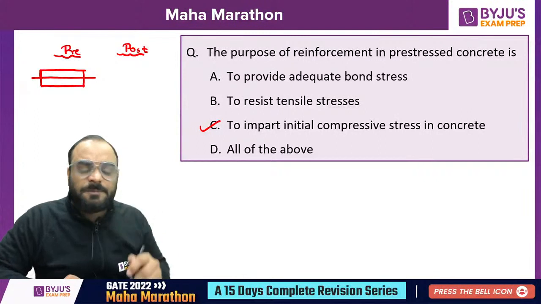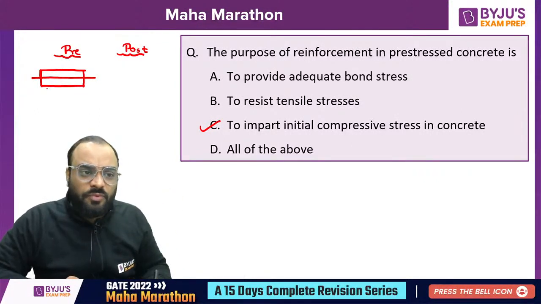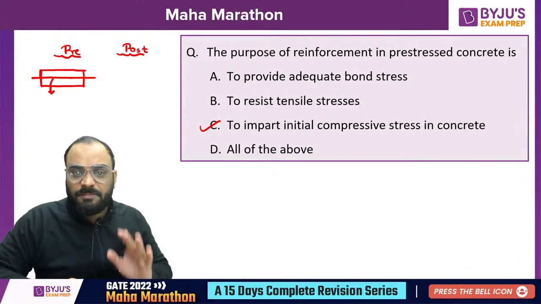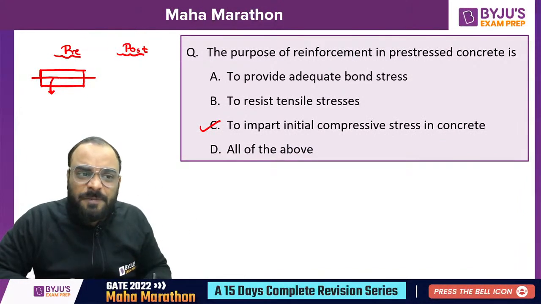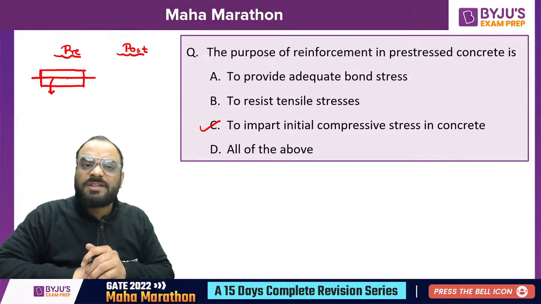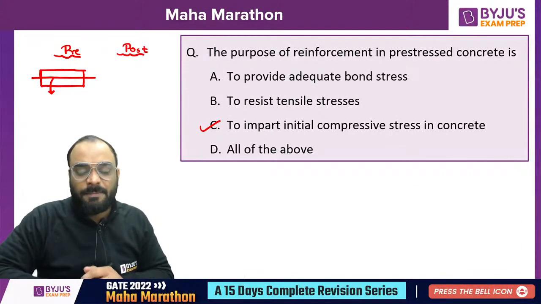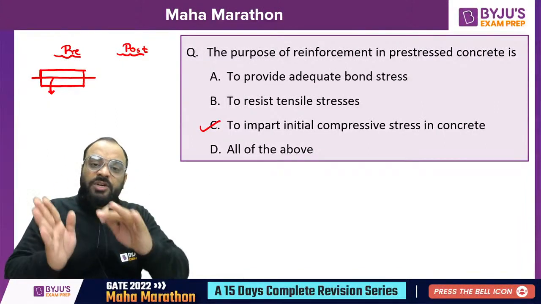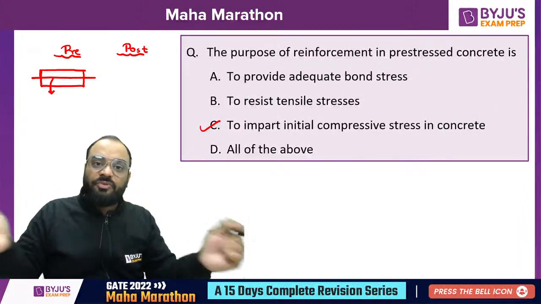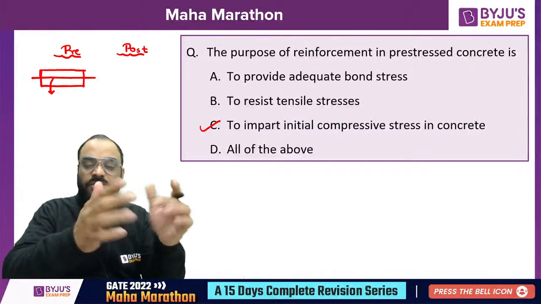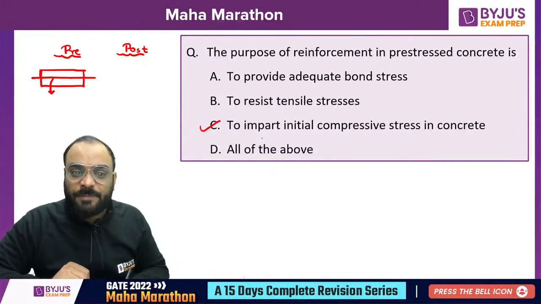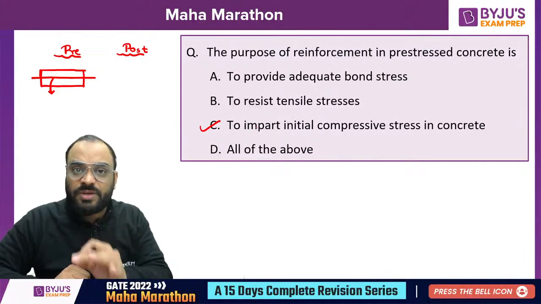Now, guys, in this particular case, no doubt we need the bond strength between the cable and the concrete. But in this case, the cable is not resisting the tensile stress. The purpose of this cable is only to transfer the tension force as a compression force over the concrete. That's it. So that's why, guys, our purpose is to impart the initial compressive stress in concrete.